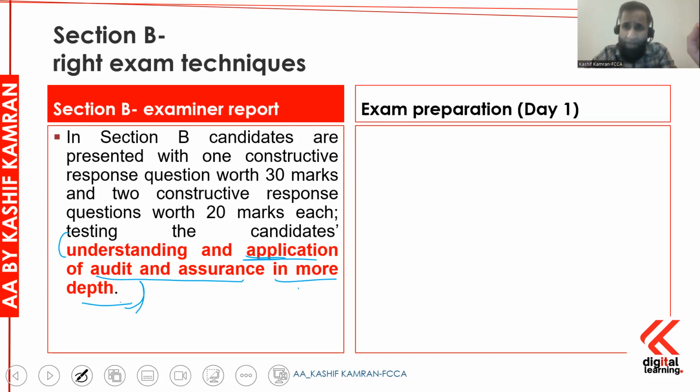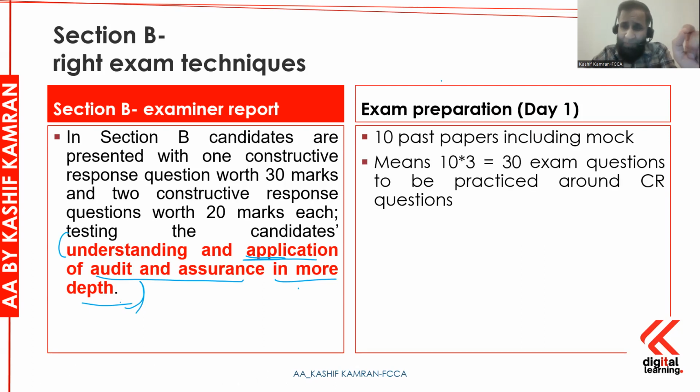From day one yesterday, how would we prepare for section B? I did mention on day one, 10 past papers, including the mock. I hope you remember that. That means 30 exam questions, because in every past paper you will get 3 CR questions. So 3 multiplied by 10 is 30 CR questions. That's plenty. And when you do these 30, you will find similarities, you will find repetition. You will find, oh, this is something I've done in a previous past paper.